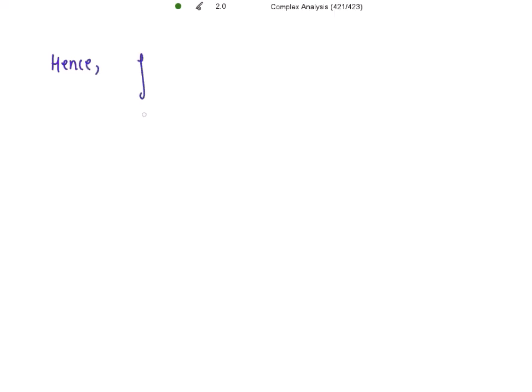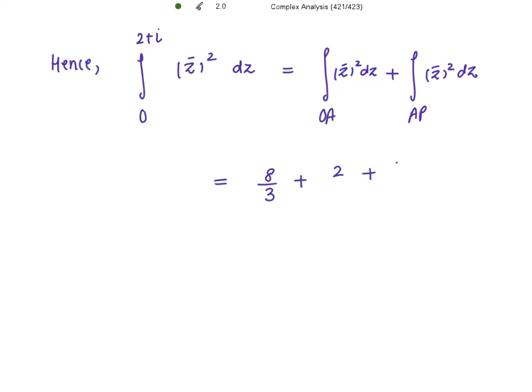So for the complete path from O to the point 2 plus iota, the value of this integral will be equal to the sum of those two integrals, the value for the path OA and the value for the path AP. For the first integral, we get the value 8 divided by 3, and for the second integral, we have got the value 2 plus 11 iota by 3. So that is equal to 14 divided by 3 plus iota 11 divided by 3, the required answer for the first part.